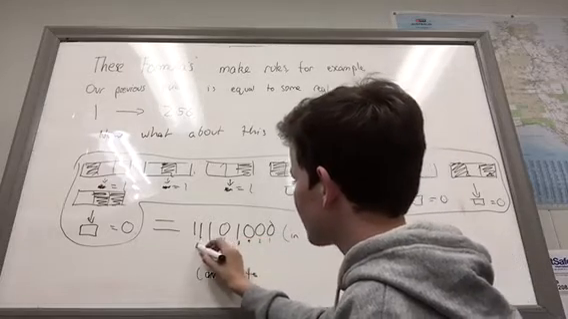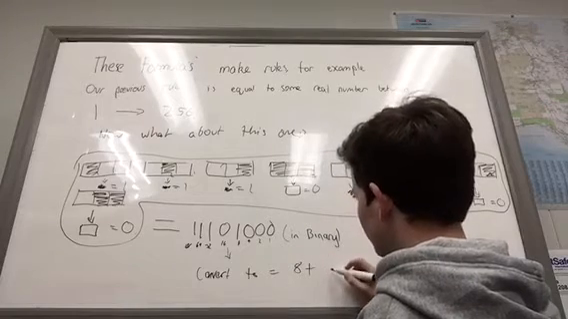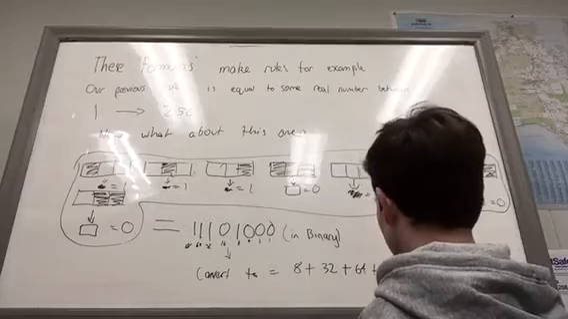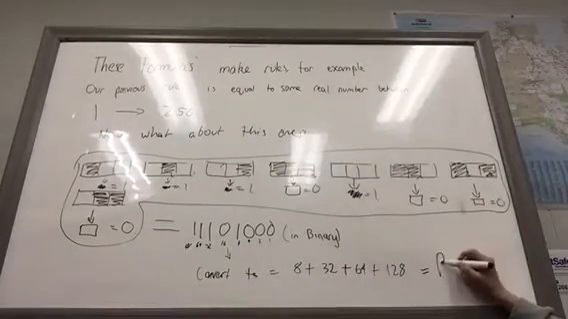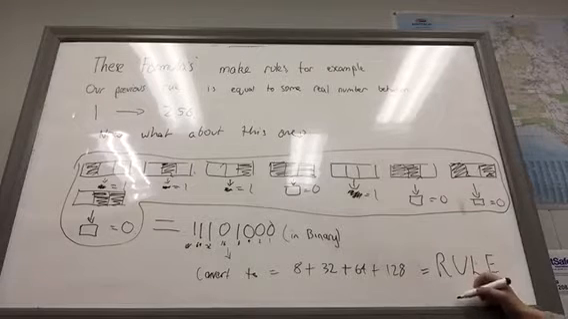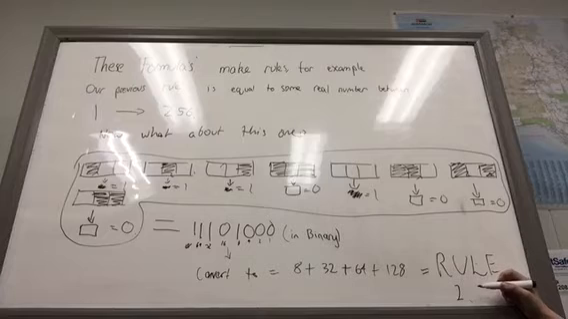So each digit represents a power of 2. A 0 means it is 0 times that digit, and a 1 means it's 1 times that digit. So 0 times 1, etc. Which means this is equal to rule 232.